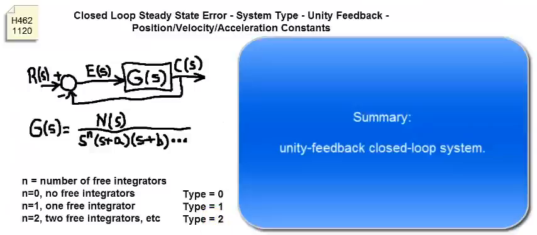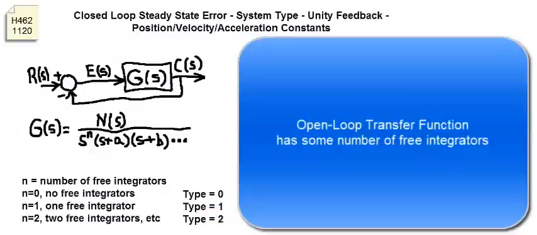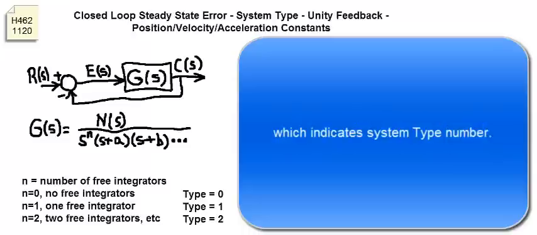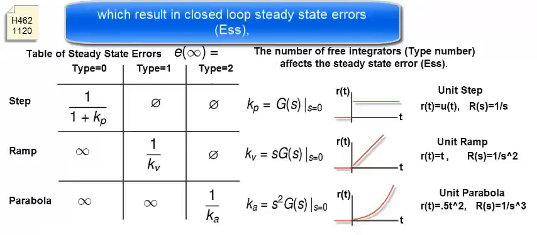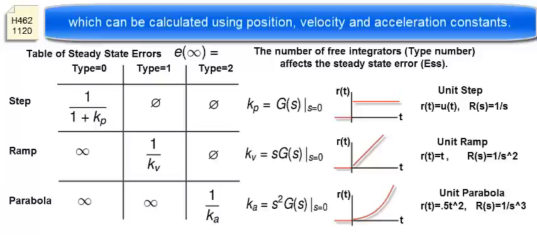In summary, we have a unity feedback closed-loop system with an open-loop transfer function that has some number of free integrators, which indicates the system type number. There are three kinds of input signals, which result in closed-loop steady-state errors, which can be calculated using position, velocity, and acceleration constants.